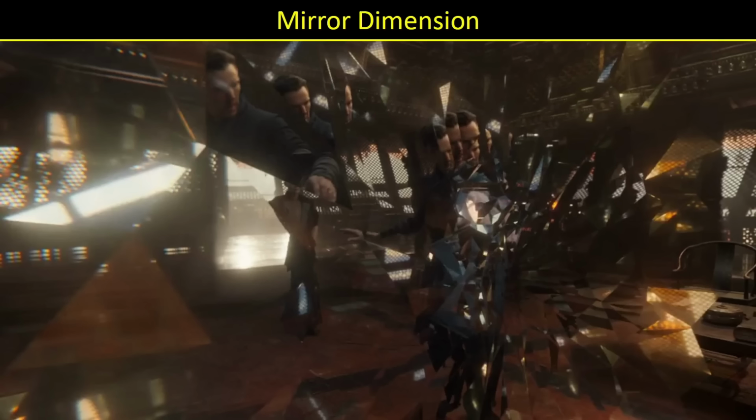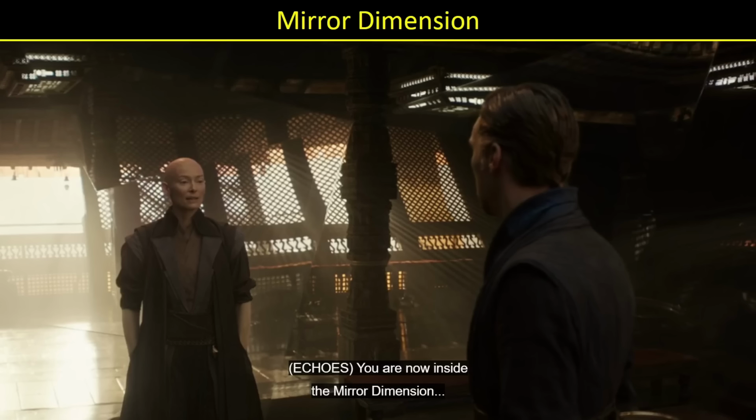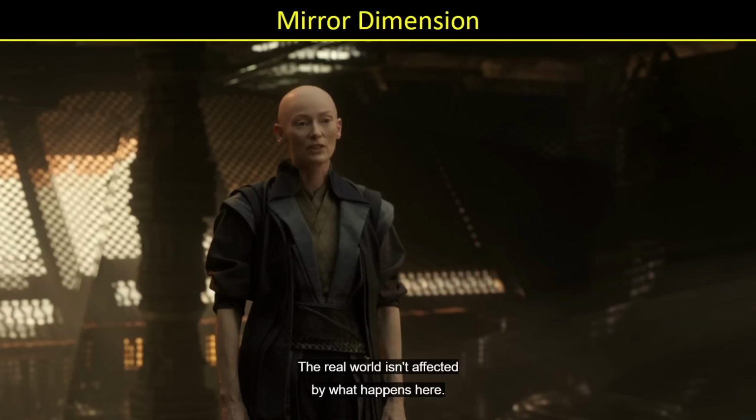All right, so our next dimension is the mirror dimension. Here we see Doctor Strange going into the mirror dimension, and in fact, the Ancient One says, you're now inside the mirror dimension, and the real world isn't affected by what happens here.